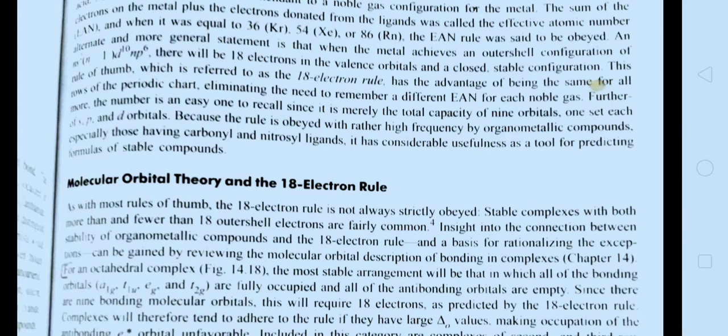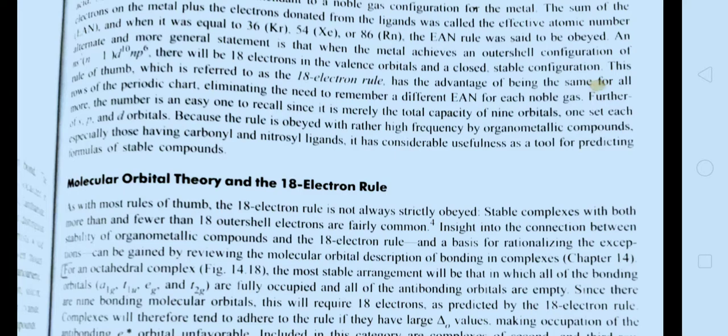This rule is obeyed with a high frequency by organometallic compounds, especially those having carbonyl and nitrosyl ligands. It also acts as a useful tool for predicting the formula of stable compounds. So it is found to have many applications in organometallic chemistry.